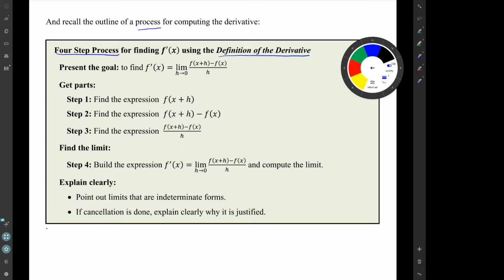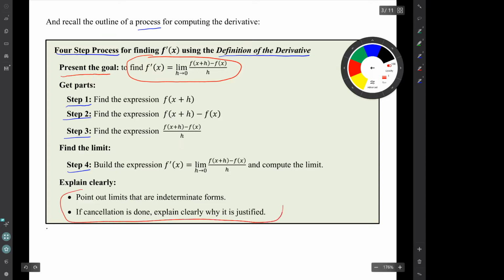So here are the steps of the book's four-step process: step 1, 2, 3, 4. But you can see that I've added some stuff to that process. So for instance, you start by presenting the goal very clearly, and you explain very clearly things about the process. So it's a mixture of the book's four-step process and the process that I discussed in the previous video.